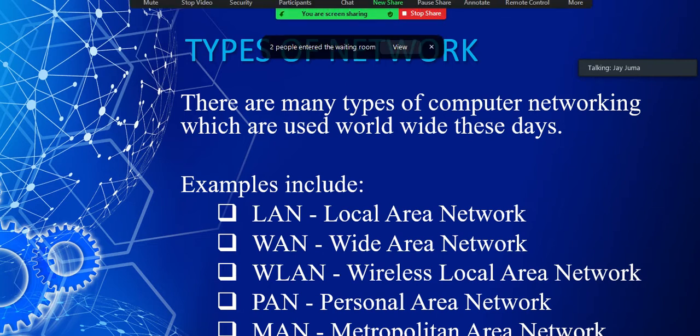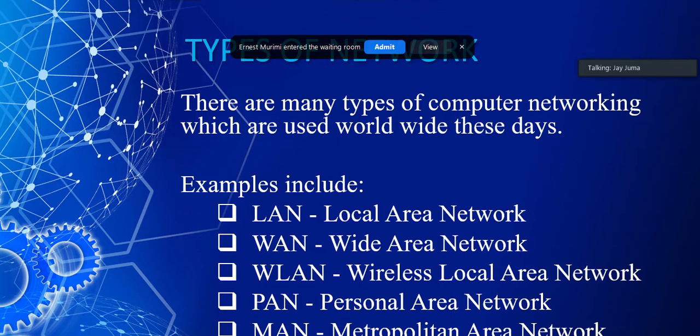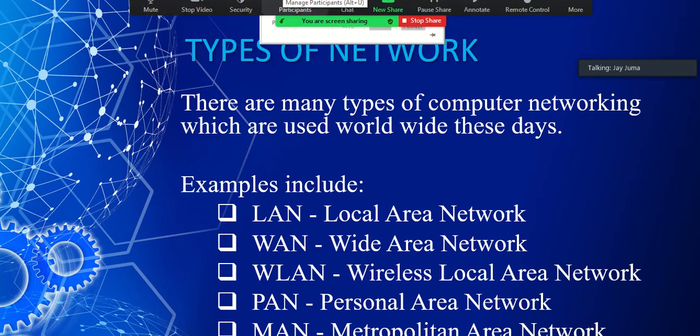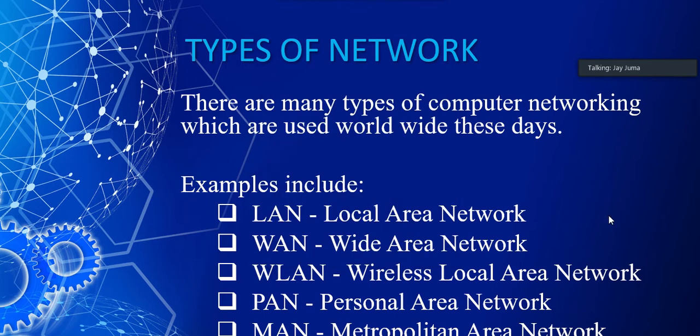Basically, a metropolitan area network comes from the word metropolis, which is a French word that means a town. For example, if you're connecting all computers in a town, then you are forming a type of network known as a metropolitan area network. So we are proceeding on, and I'll show you a diagrammatic representation of how the network looks.